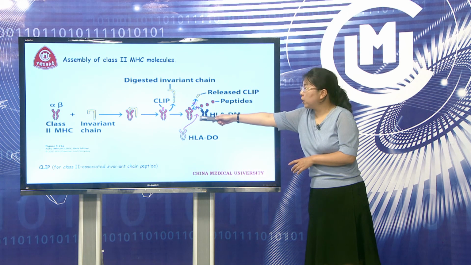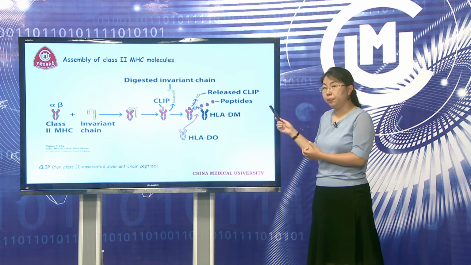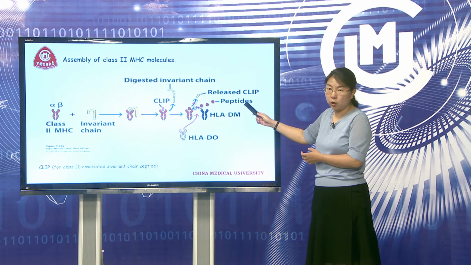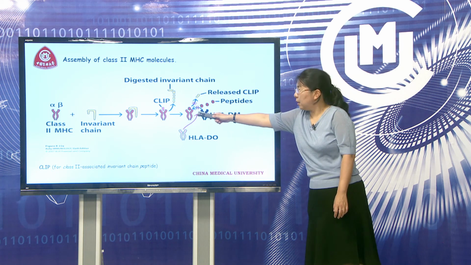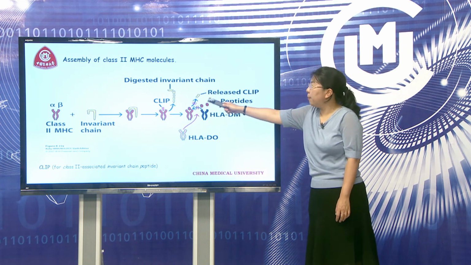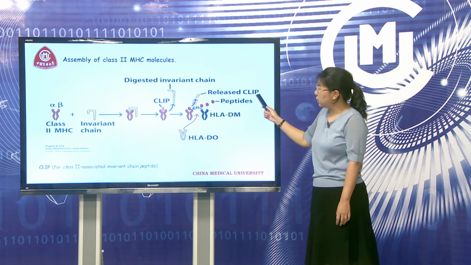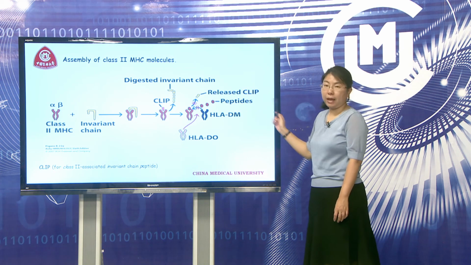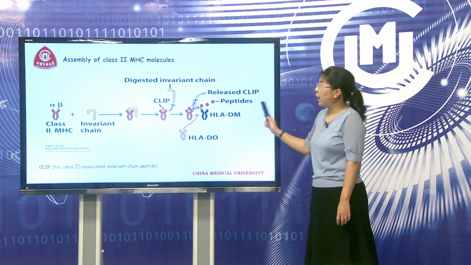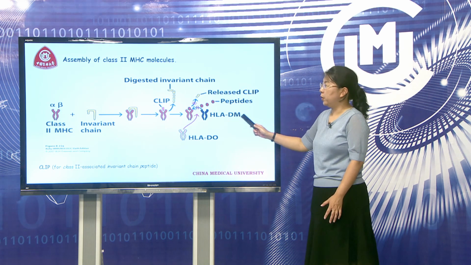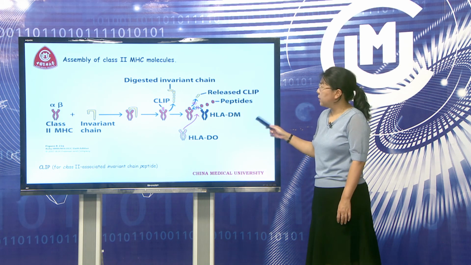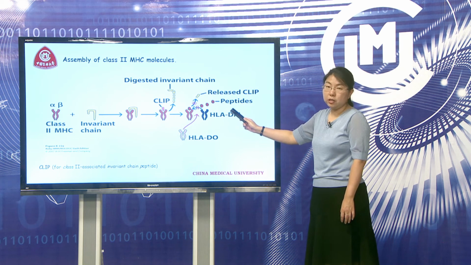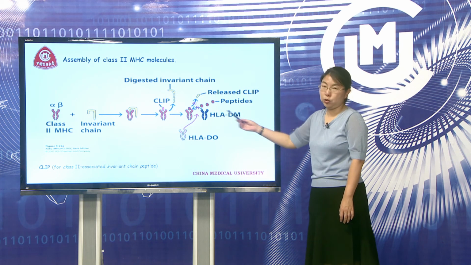After this, the class 2 molecule moves from the endoplasmic reticulum to the lysosome, and then this small protein is replaced by the peptide. So that's why the class 2 molecule also exists in the reticulum, but the endogenous antigen cannot bind with class 2 molecule.